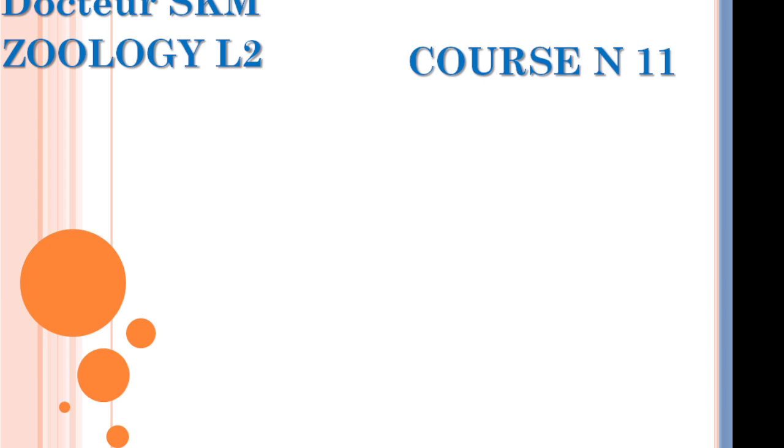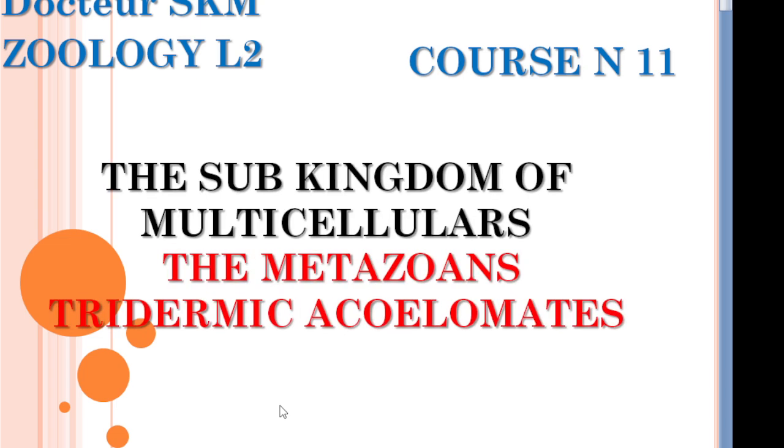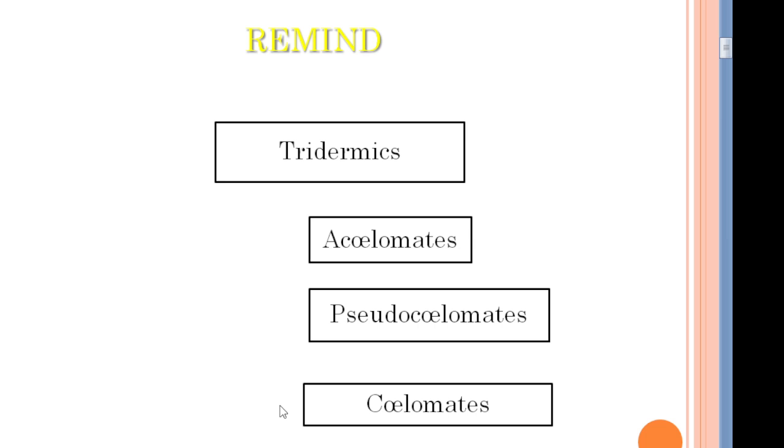So today we continue with our series of English courses of zoology, and today we will talk about the multicellular tridermics acoelomates. Okay, so let's remind what are metazoans tridermics and what are metazoan tridermics acoelomates. As I said before, the tridermics were divided in two groups according to the structure of their mesoderm. If the mesoderm hasn't any cavity or void, they are called acoelomates.